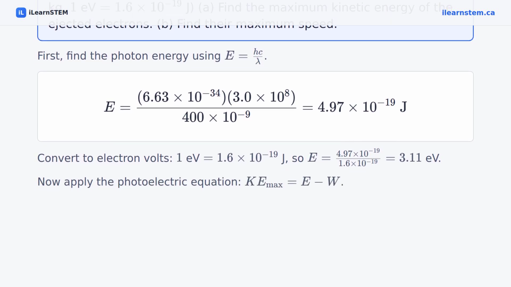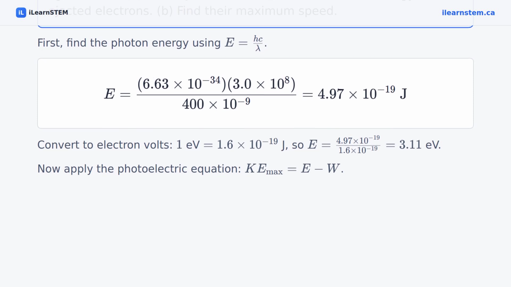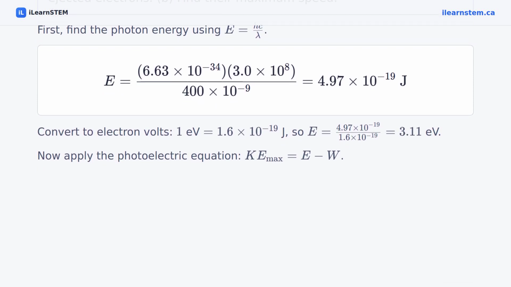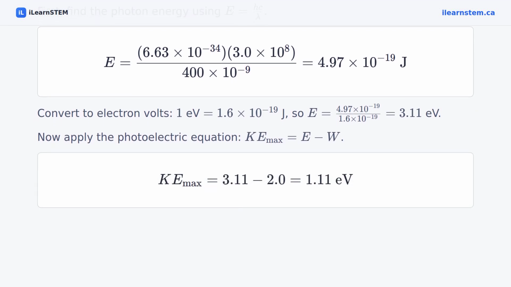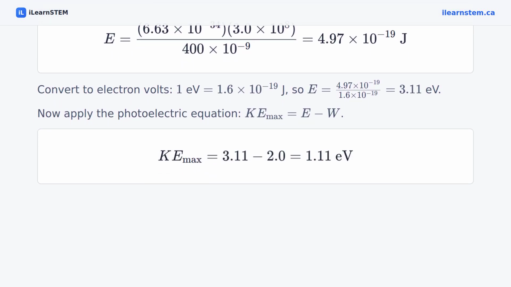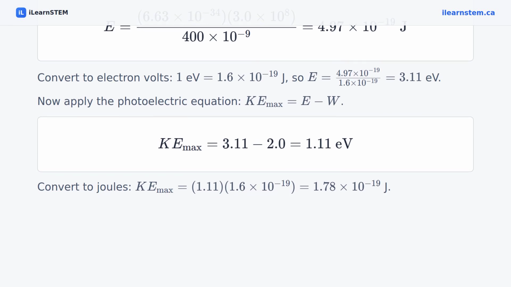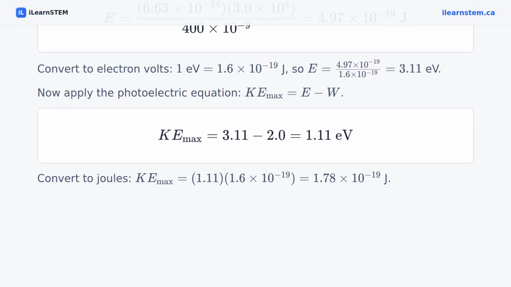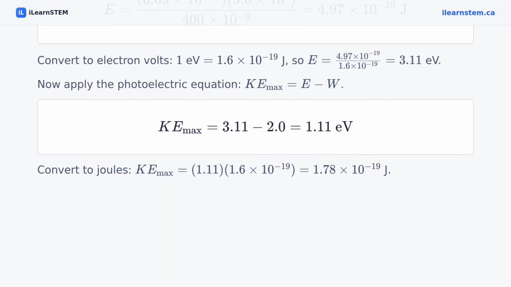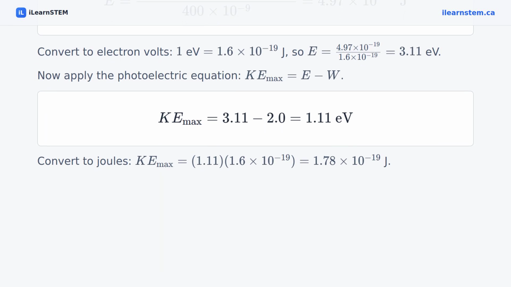Now apply the photoelectric equation. Maximum kinetic energy equals photon energy minus work function. Subtracting gives 1.11 electron volts. Convert to joules by multiplying by 1.6 times 10 to the minus 19, giving 1.78 times 10 to the minus 19 joules.